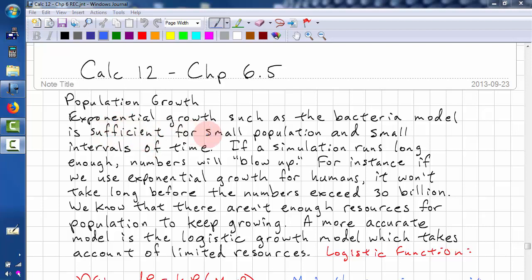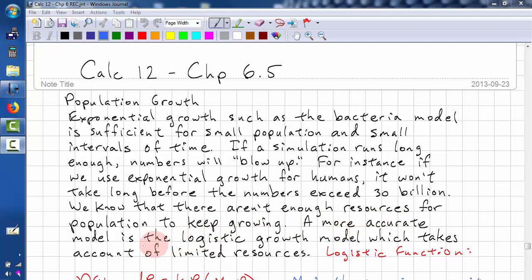We have exponential growth, such as bacteria, and the model is sufficient for small populations and small intervals of time. If a simulation runs long enough, the numbers will blow up. For instance, if we use exponential growth for humans, it won't take long before the number exceeds 30 billion. We know that there aren't enough resources for the population to keep growing.